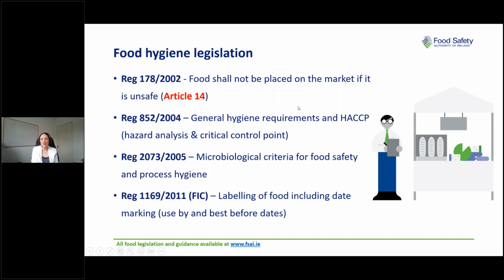Regulation 852 of 2004 is around the general hygiene requirements and the need to put in hazard analysis and critical control point based procedures. This is where you identify any hazards that are relevant to your food, and then you put in appropriate control measures to control those hazards so that they no longer pose a risk to the person eating the food. Regulation 2073 of 2005 lists different microbiological criteria for food safety and process hygiene. So you need to check the list of foods that's in that legislation and see if any applies to the food that you're making, and make sure you comply with it if you need to. And then lastly, we have Regulation 1169, Food Information to the Consumer, or FIC, as I discussed before.